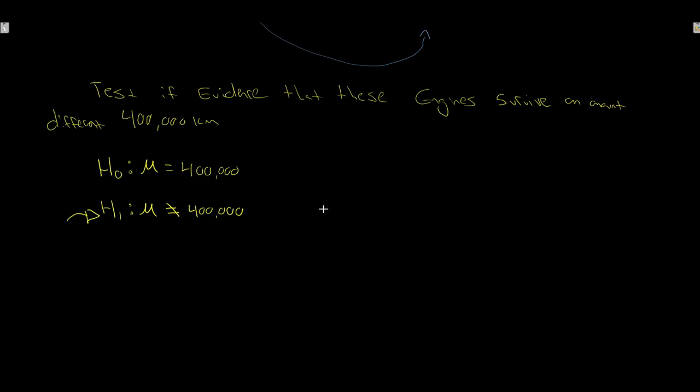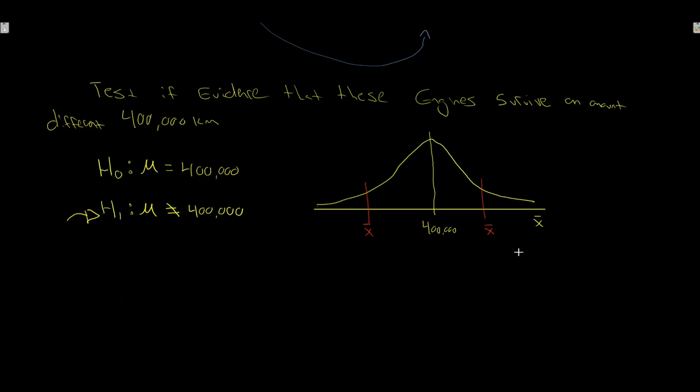To view what this would look like in the test, we would have our value of x bar. We would sample it to get our sampling distribution centered around our presumed value of the null. And in this case, I might pull out a value of x bar over here, but I might also pull out a value of x bar over here. I'm not sure where it is. It could be in either one.